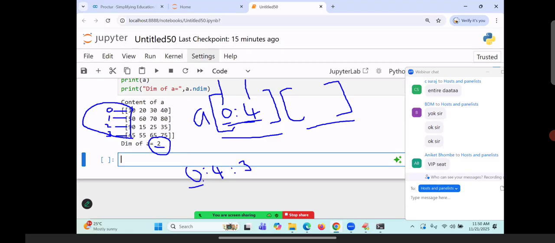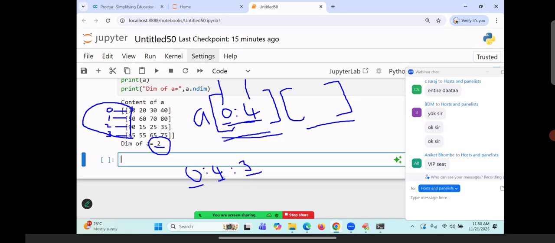Row begin index, row end index, row step. So what is the row index need to specify? Three things: row beginning, colon, row end, colon, row step. For row and column also what do I require? Row, column beginning, colon, column end, colon, column step. That is the slicing mechanism of what?